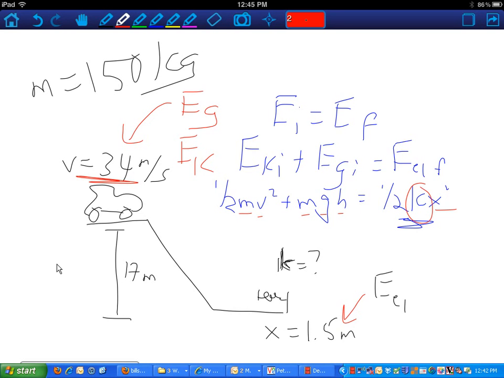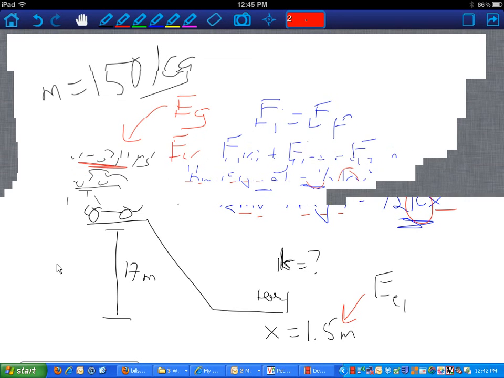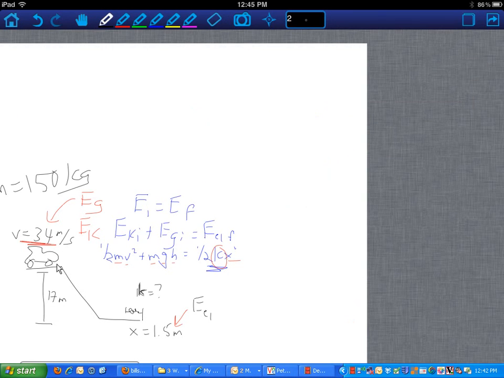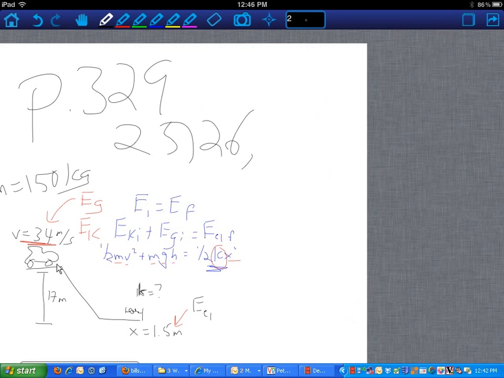Homework is from that backboard over there, and from the book: 329, 25, 26, 30, and 31.